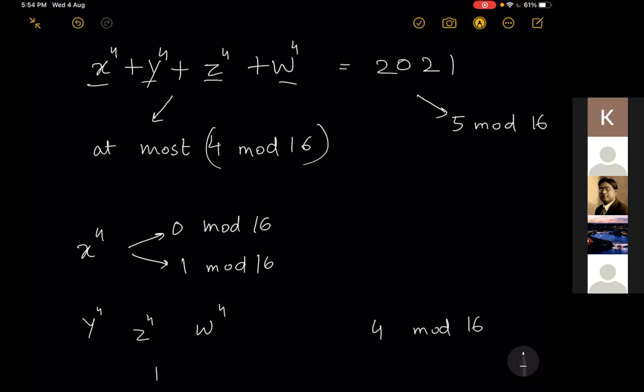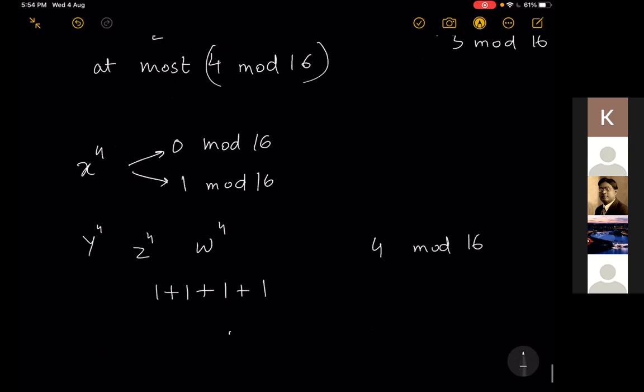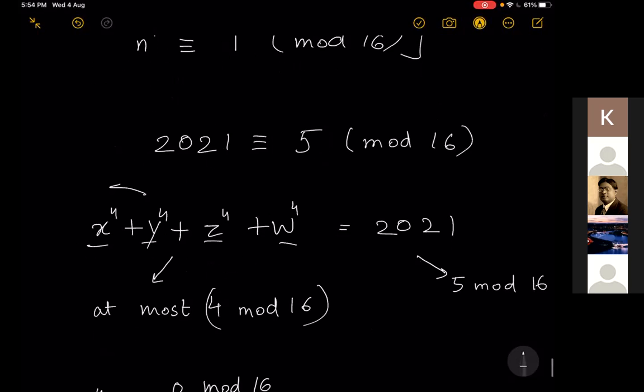Because modulo gets added, we learned in the last class. So LHS is 4 mod 16. Not even 4, less than or equal to 4 mod 16. If one of them is even, then it can be 3 also. If two of them are even, it can be 2 also. So it is less than or equal to 4 mod 16 and 2021 is 5 mod 16. Then how can these two be equal?